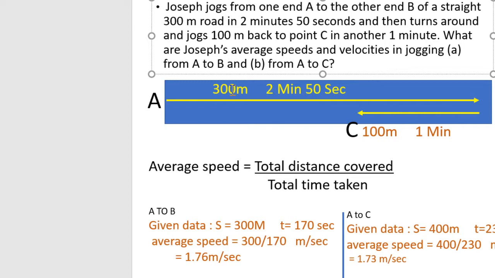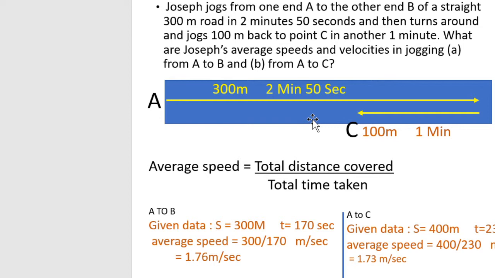Now let's see, if Joseph travels from A to C, means he goes from A to B, turns back and comes to C. Now what is going to be the average speed? Average speed again will be total distance upon total time, but in this case total distance will be different. Total distance will be 300 and one more 100. So the total distance will become 400 here, correct? 300 plus 100.